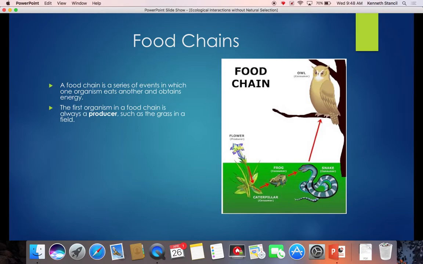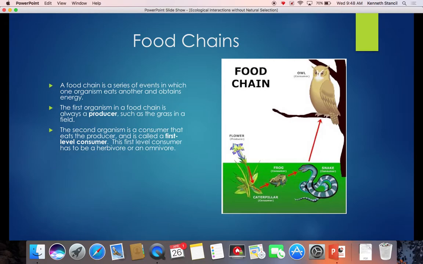The first organism in a food chain is always a producer, such as the grass in a field. We start from there, and then insects can eat it, and the birds can eat the insects, or the cow can eat the grass, or the horse can eat the grass, or the buffalo, or the deer, and then we move forward. But at the bottom of every food chain is always a producer that gets its energy from the sun. The second organism is called a consumer that eats the producer, and it's called a first level consumer. The first level consumer has to be an herbivore or an omnivore, because producers don't eat producers, right?